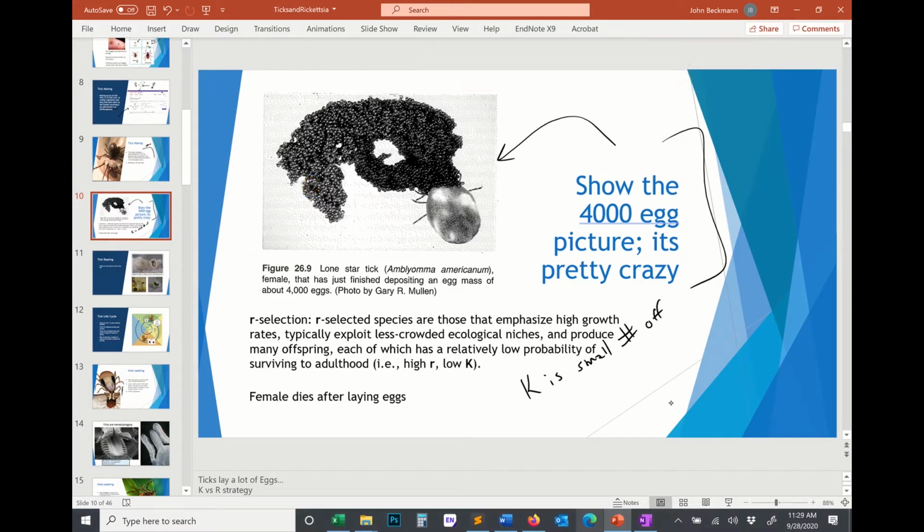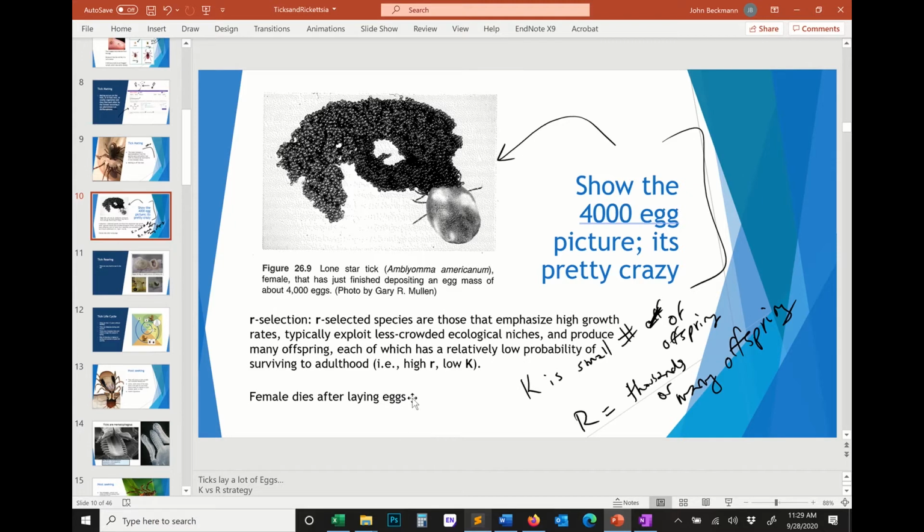So the R strategies produce thousands. Oh yeah, see, I have here high R, low K. Yes, that's what Basu said. So ticks definitely produce thousands. This is a picture of a tick that's laying 4,000 eggs. So they have a crazy ability to make many, many eggs.